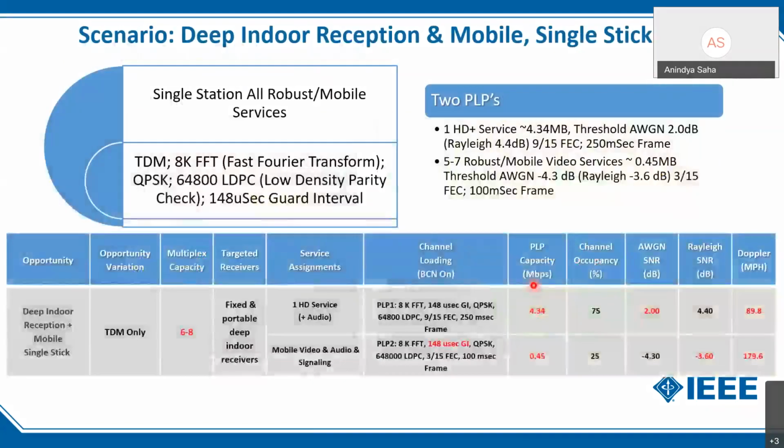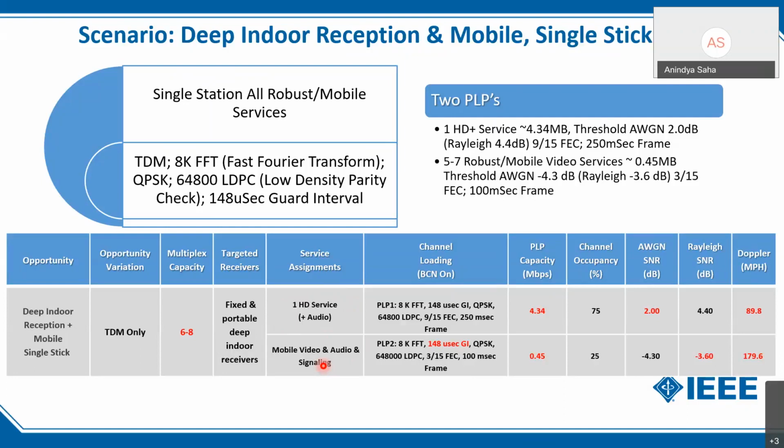Now moving on to the different scenarios. Now that we understand ATSC 3.0 gives us all these capabilities, how do we provide these services? This is one of the scenarios, where a single transmission is done using a single antenna, and you are able to receive deep indoor reception. You can see the kind of attributes that are there. You can consider that the broadcaster wants to transmit one HD audio service and one mobile and audio signaling service.